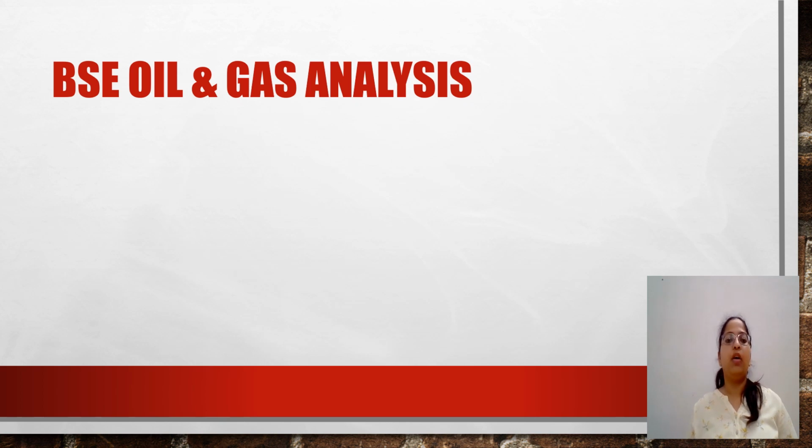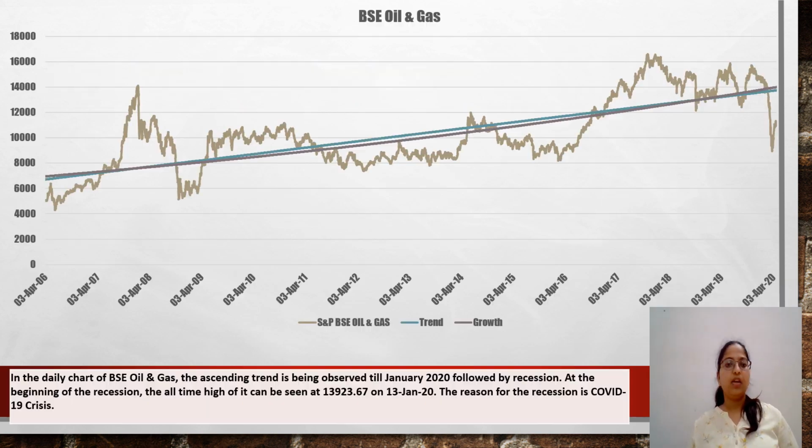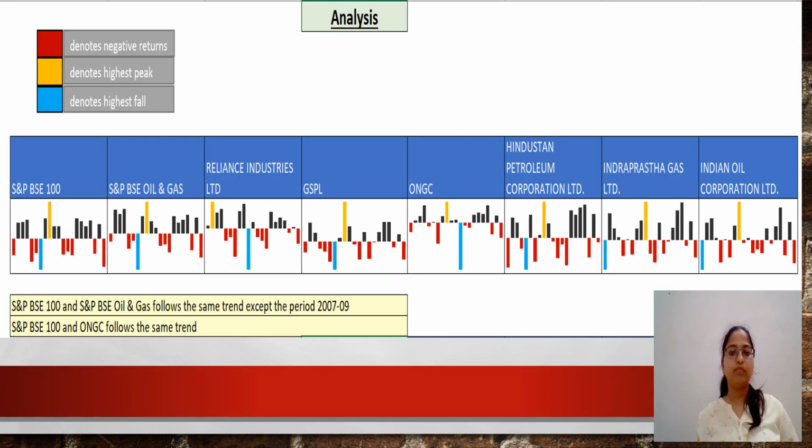Now we'll do the analysis of oil and gas. We see that an ascending trend has been observed till January 2020, then a downward trend can be seen, which is the result of the COVID-19 crisis. Then in the dashboard analysis, we see that S&P BSE 100 and S&P Oil and Gas follow the same trend except for the period 2007 to 2009. S&P BSE 100 and ONGC also follow the same trend.